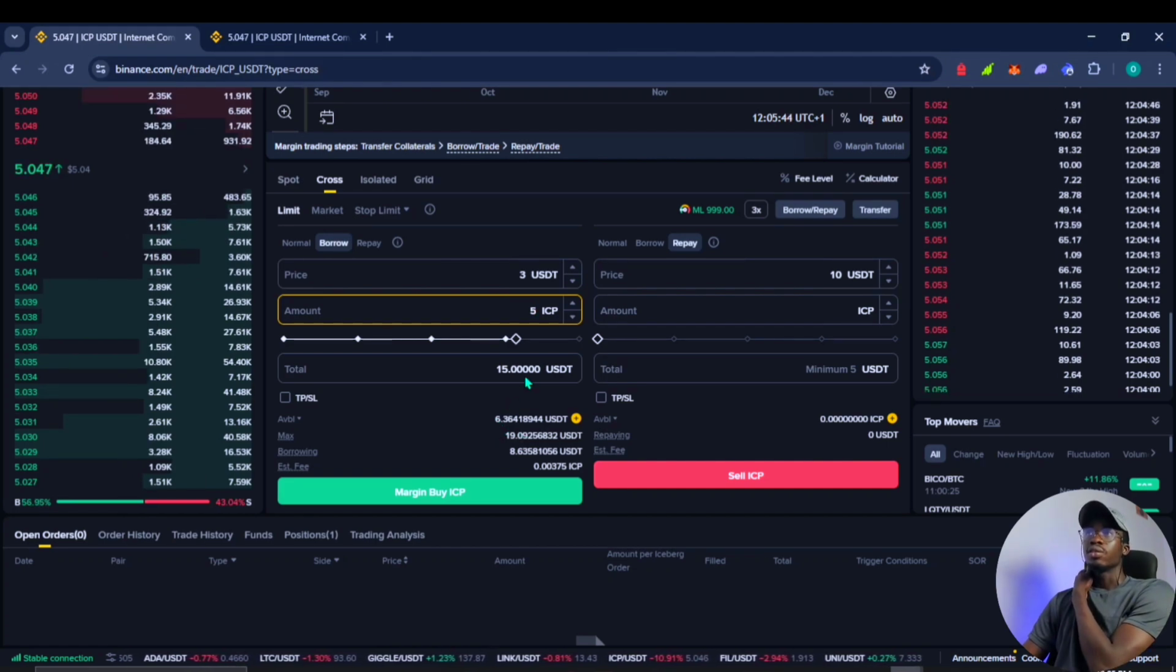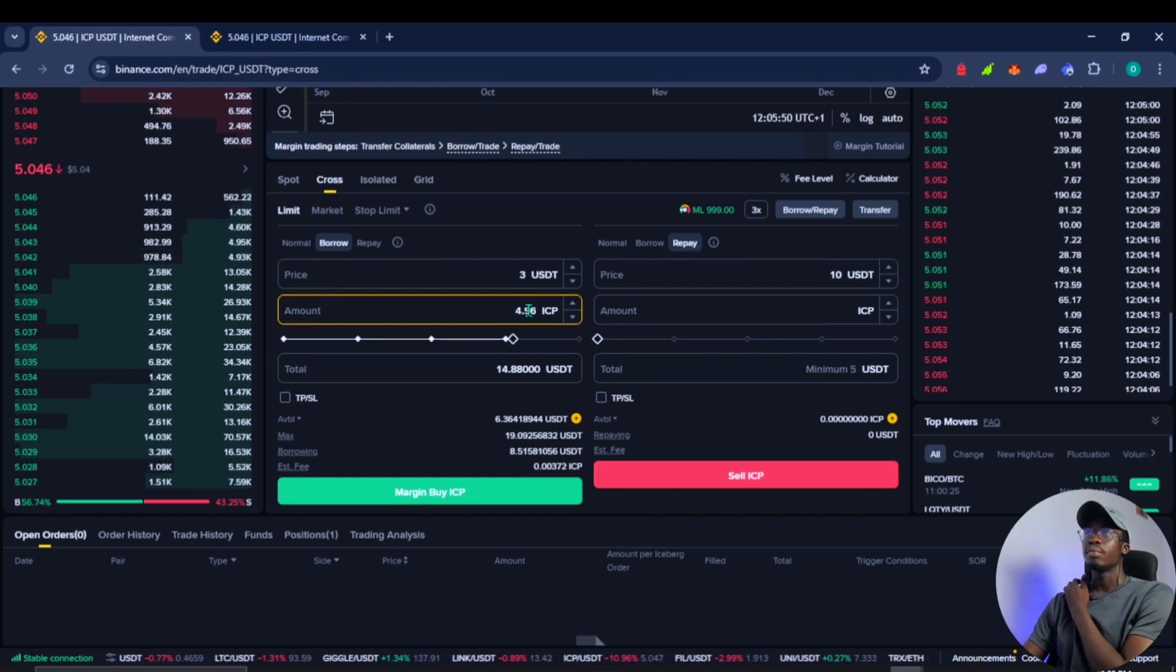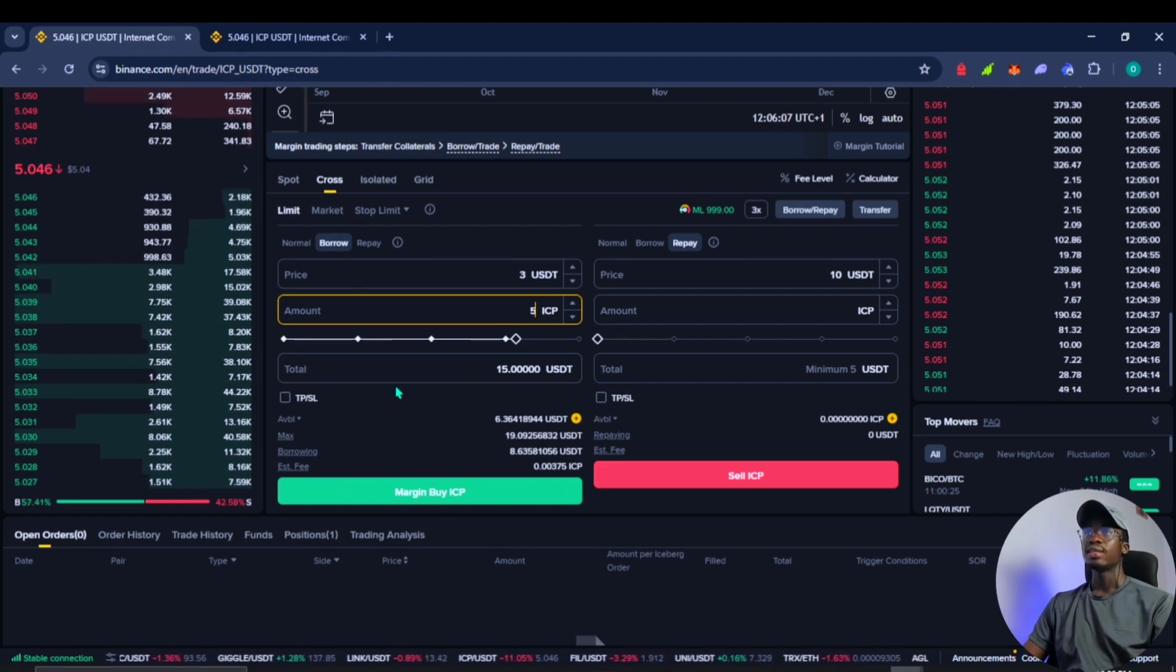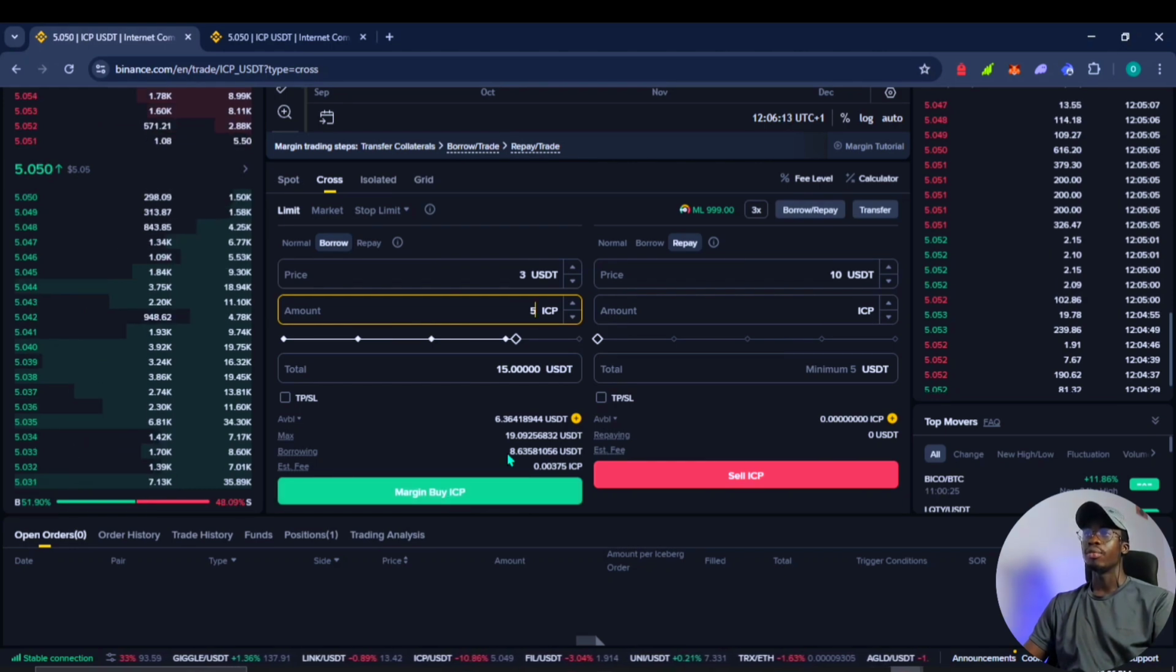So you would see the total is 15 here, and yes, I can toggle it on and off, but I prefer just doing it manually. So I will input this, and that is how it's done. Then the next thing I have to do is click on margin buy ICP. By doing this, you would see that the amount I'm borrowing is 8 USDT, right?